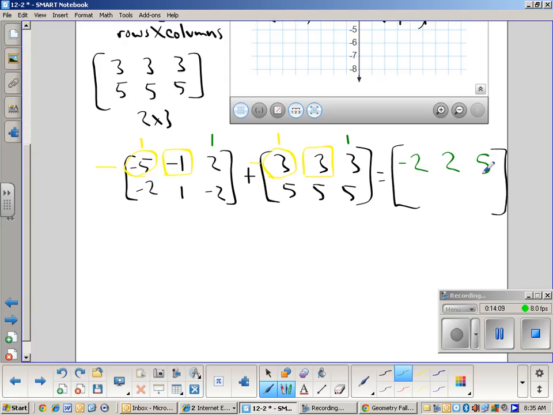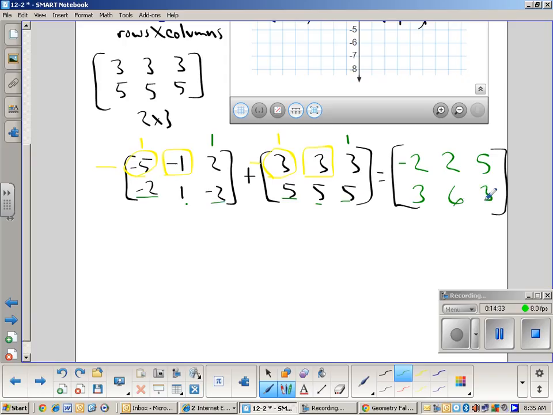Hunter, what do I get for the first element here? 3. -2 and 5 is 3. And Jeffrey, what do I get for the second one? 6. Because 1 and 5 is 6. And the last one? Someone new? 3. -2 plus 5 is 3.